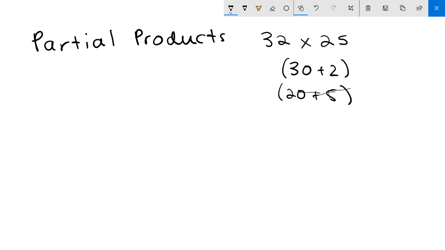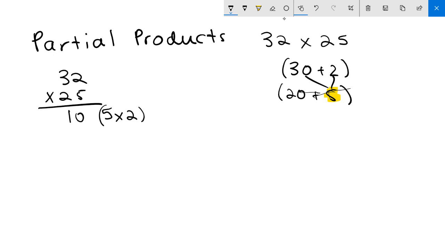After that, I'm going to stack my numbers. So I'm going to get 32 times 25, right? The first number I'm looking at is going to be 5, and I'm going to be multiplying 5 times 2 and 5 times 30. Okay, so I'm going to come over here. 5 times 2 is what? We know it's 10. Okay, and then I'm going to go 5 times 30.